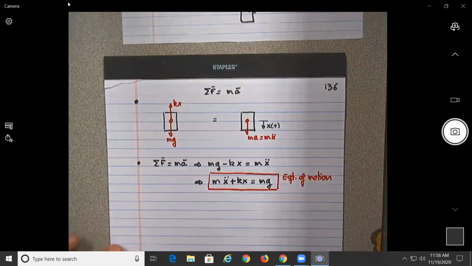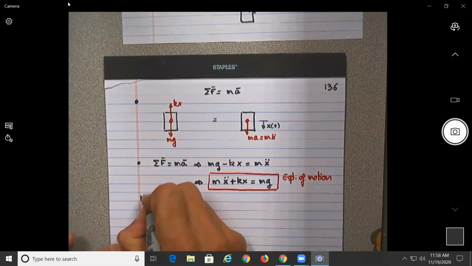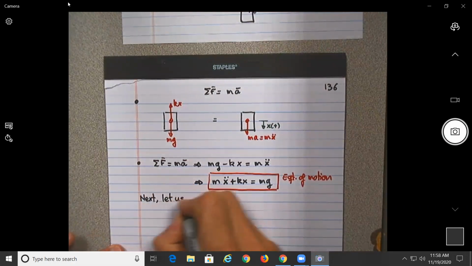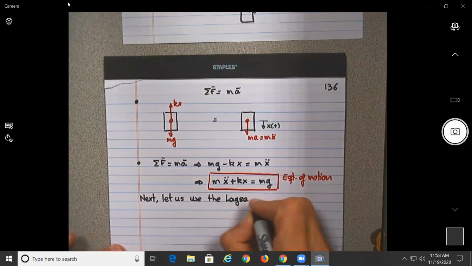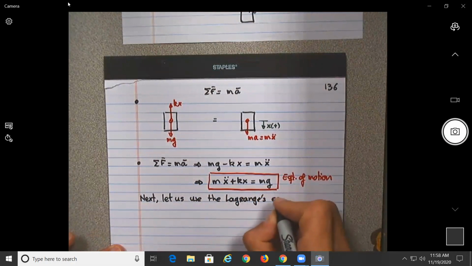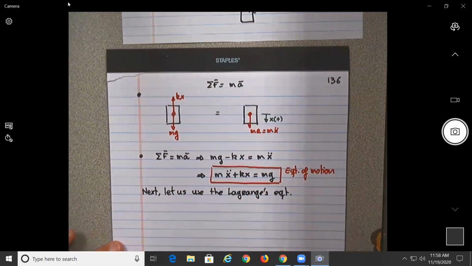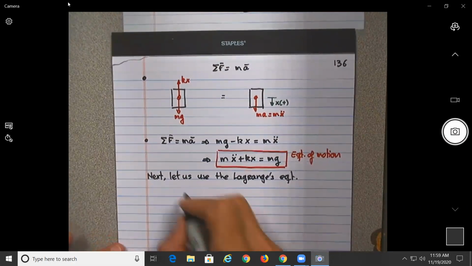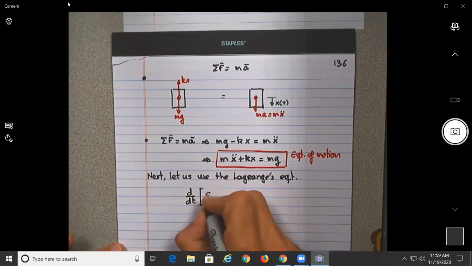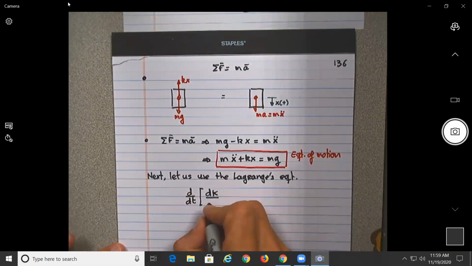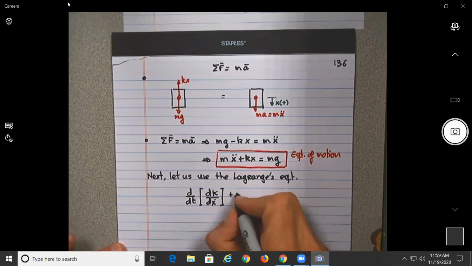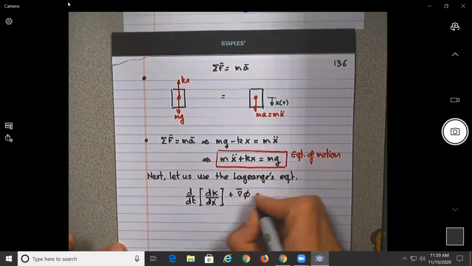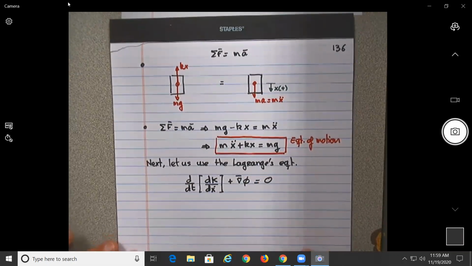So now, next, let us use the Lagrange equation that we say is equal to what? d/dt of dK/dx dot plus del of the potential function equal to 0.